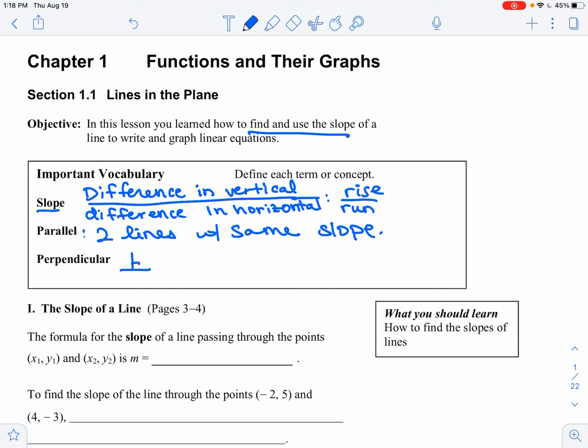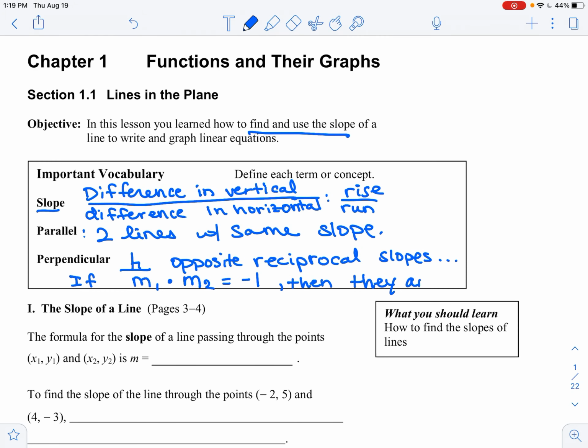Two lines that are perpendicular, first of all, it looks like this, where it makes a right angle, but two lines are perpendicular if they have opposite reciprocal slopes, meaning you have the first slope times the second slope, whatever those two lines are. If you multiply them and it equals -1, then they are perpendicular. And shorthand, we can say perpendicular looks like this.